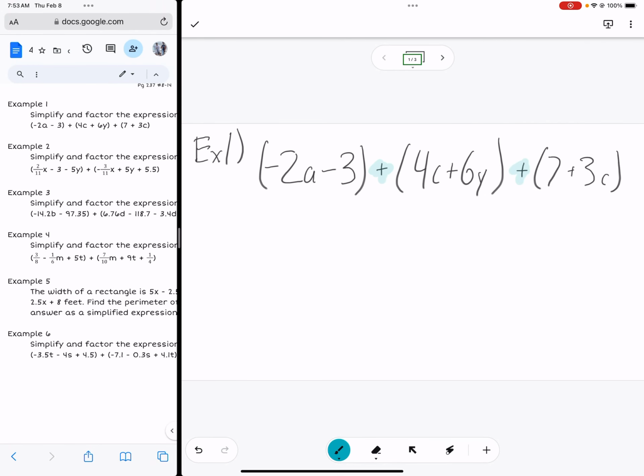So here we have example 1. Let's go with Panos. What's my first step here? You have to move all the variables. Yeah, so just do that for me. You're correct. We're gonna rearrange them.